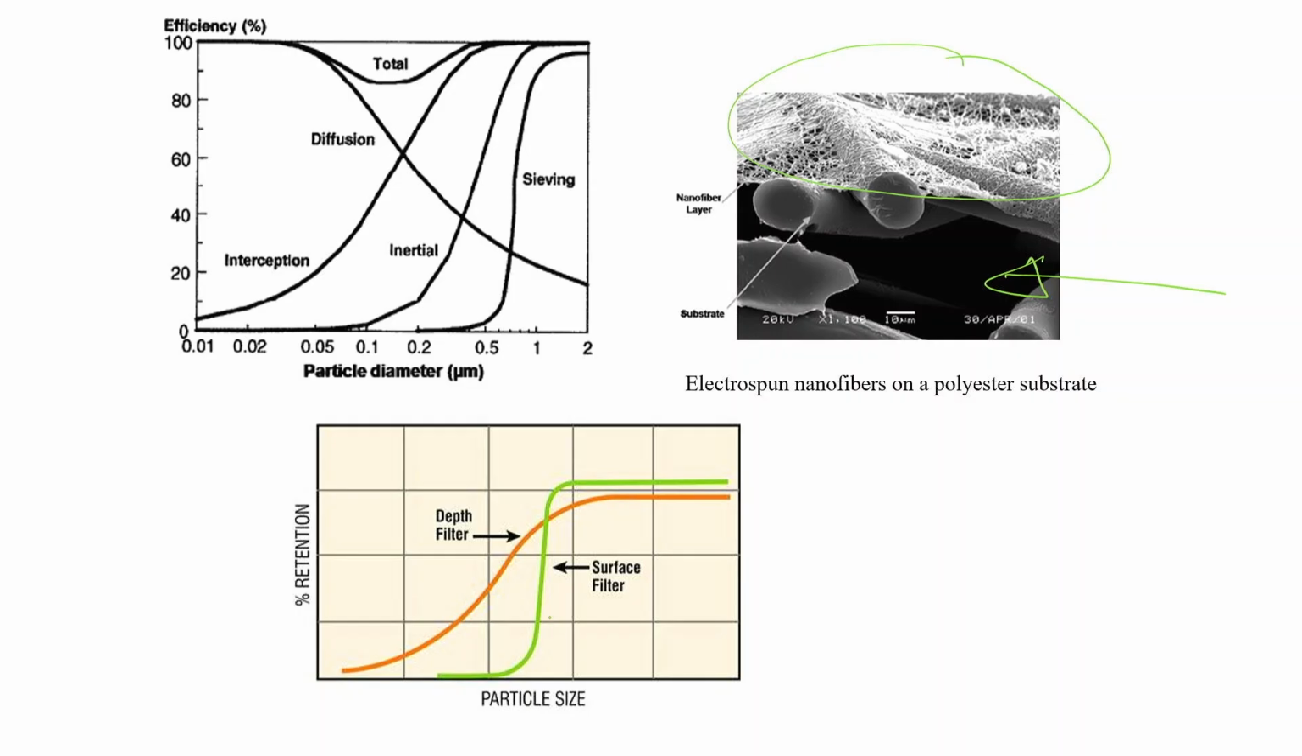Now, you can see here the surface filter and depth filter and retention efficiency. For the surface filter, when the particle size increases and becomes more than the pore size, immediately the filtration efficiency will increase, but for depth filtration it will increase gradually with the particle size.